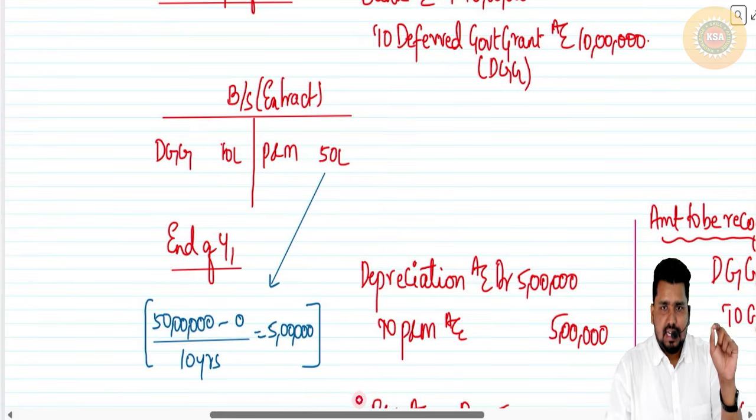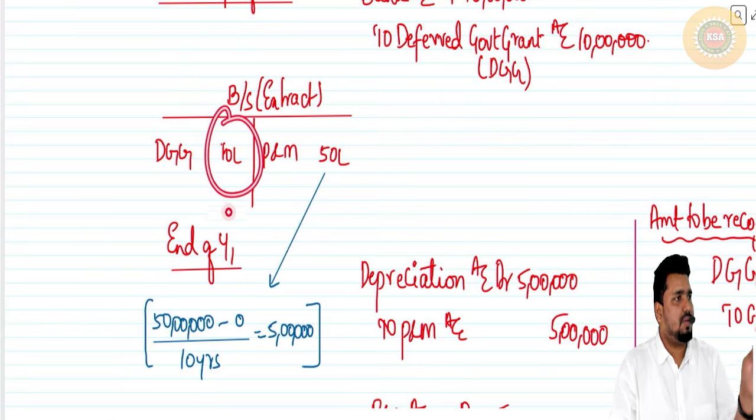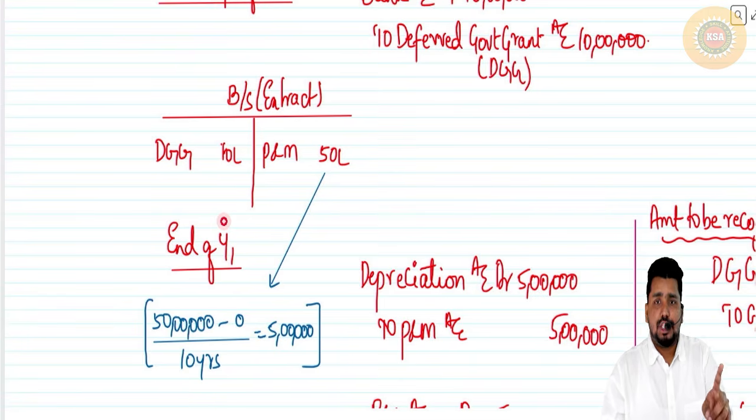You remember the journal entry? What is the journal entry? DGG account debit to GG. Correct? Do I take the entire 10 lakhs, or only what is relevant to the first year? In what ratio do we have to take it? In the ratio of depreciation.